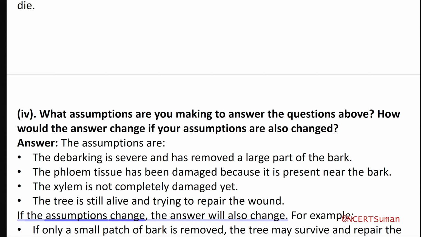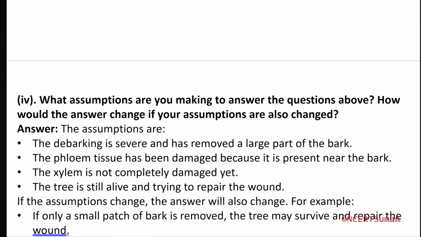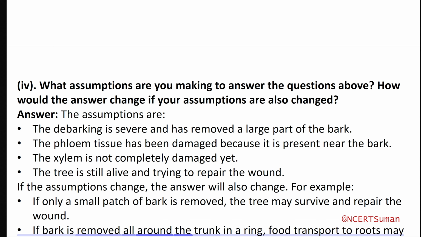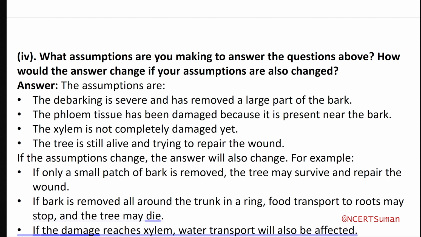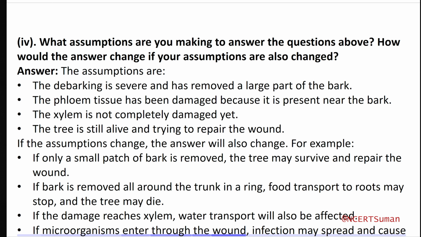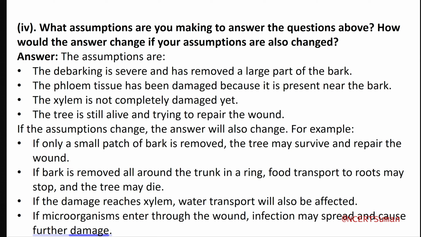If the assumptions change, the answer will also change. For example, if only a small patch of bark is removed, the tree may survive and repair the wound. If bark is removed all around the trunk in a ring, food transport to roots may stop, and the tree may die. If the damage reaches xylem, water transport will also be affected. If microorganisms enter through the wound, infection may spread and cause further damage.